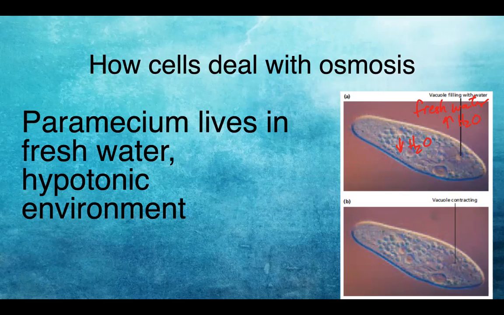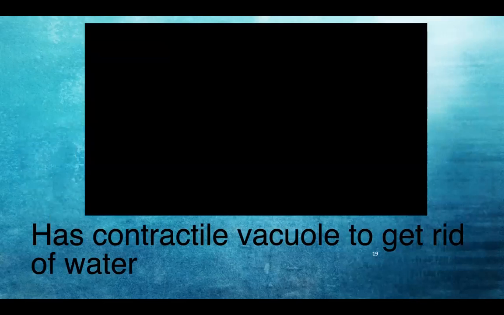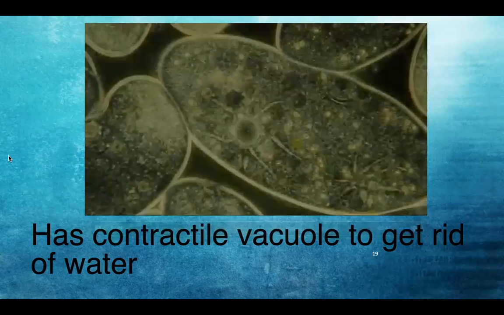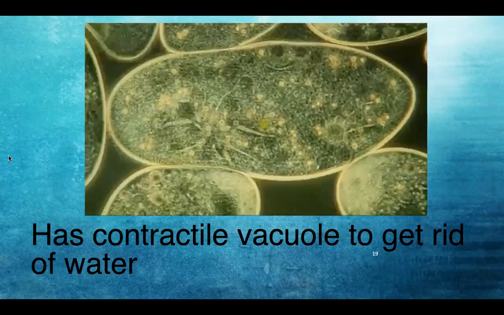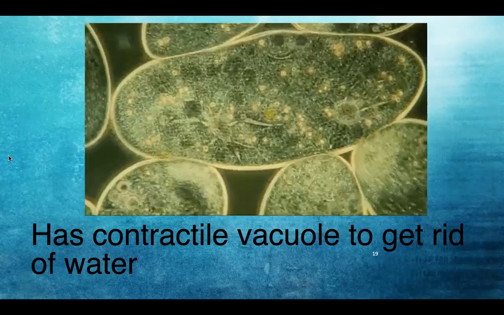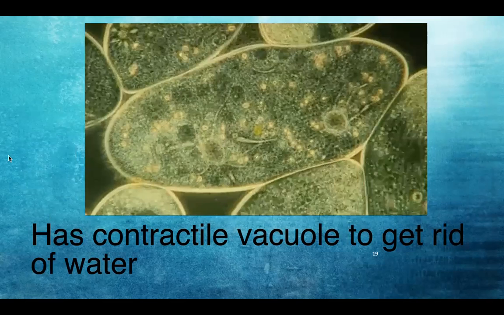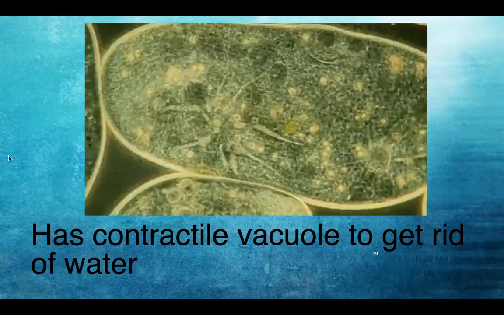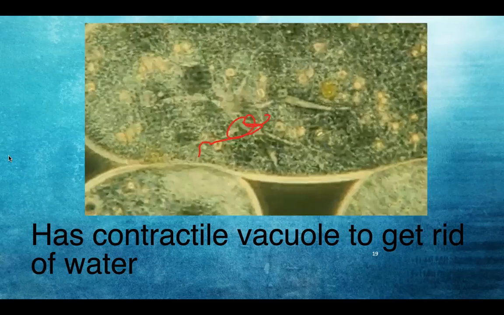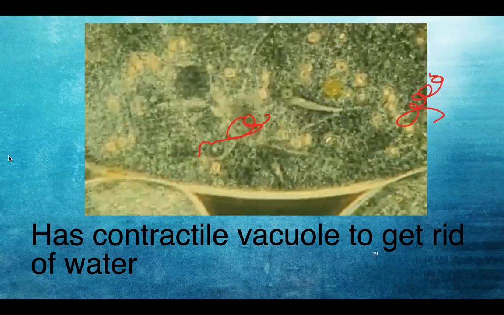It has something called a contractile vacuole. So the contractile vacuole will fill up with water, and then it will contract like you just saw it do there, to squeeze the water out. And as soon as it does, it will start to fill again, as you can see. And you can see here that there's more than one contractile vacuole. It's got one there, and there was another one over here somewhere.